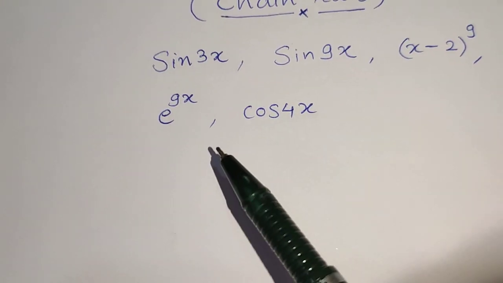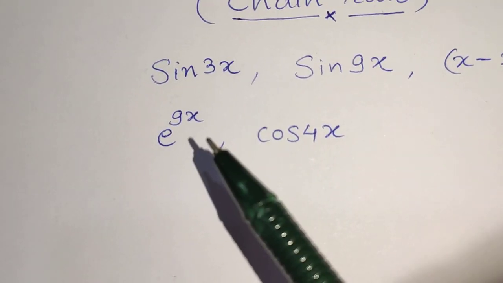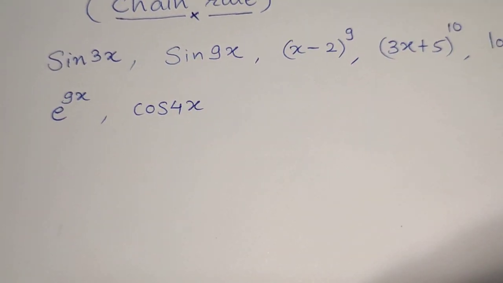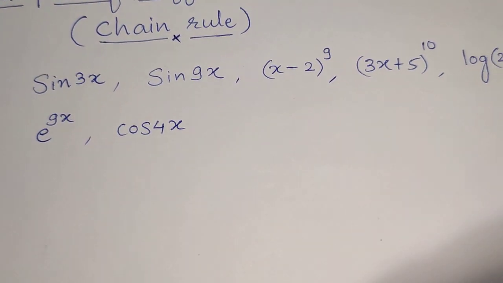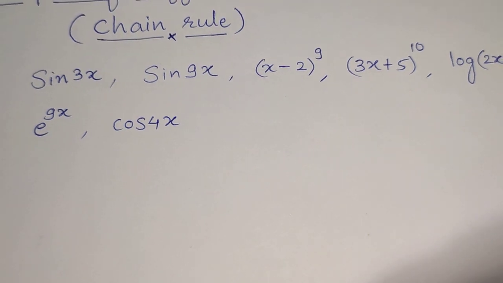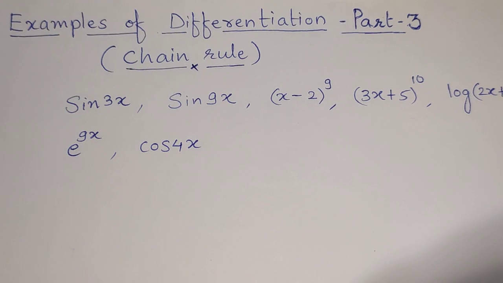Again, e raised to x. The derivative of e raised to x is e raised to x. But what about the derivative of e raised to 9x, e raised to 3x? So, there are many functions which involve more than one function. They are known as composite functions. So, to find the derivative of such functions, we need chain rule. Now, what is chain rule? Let me explain to you.